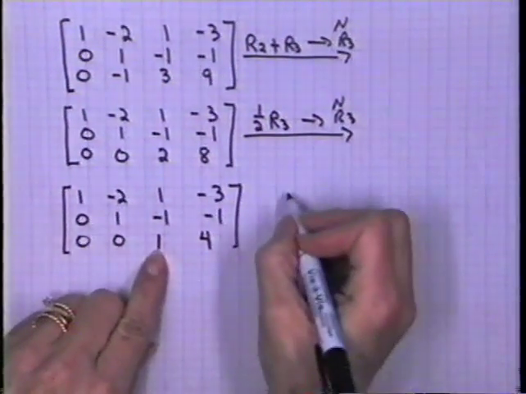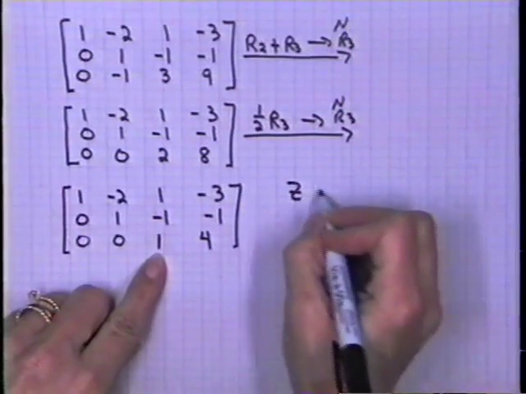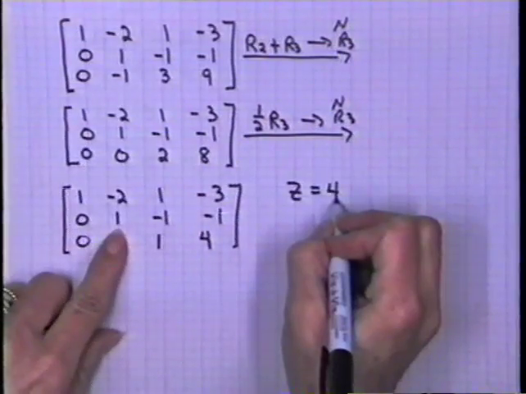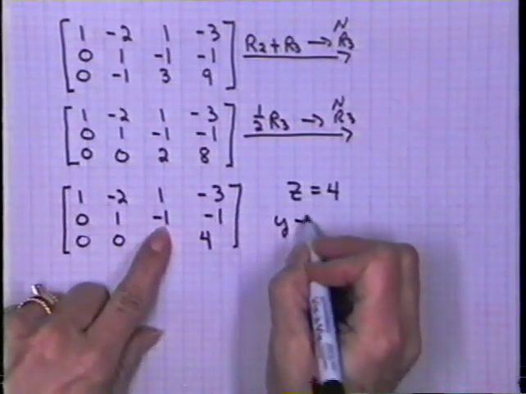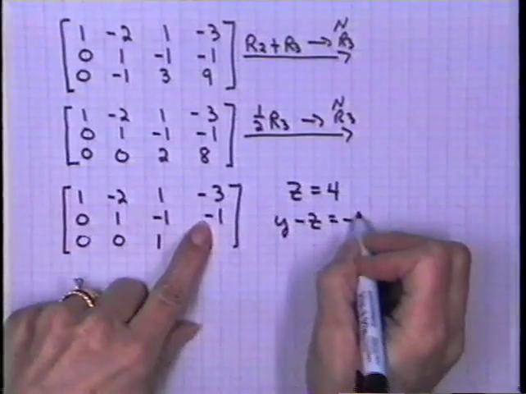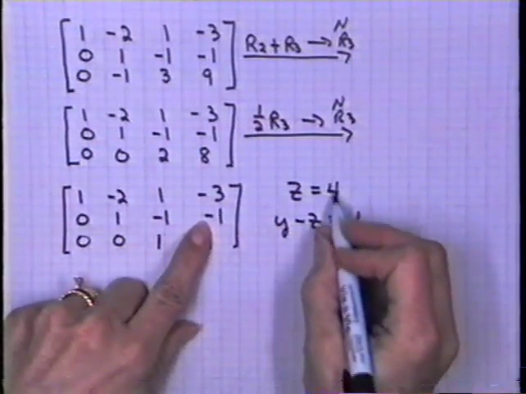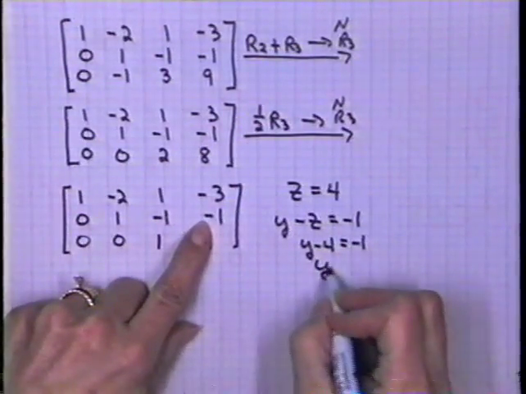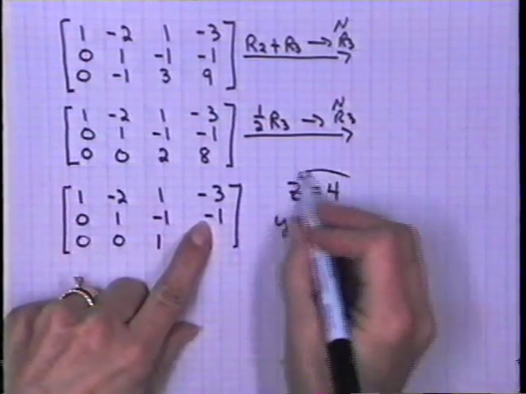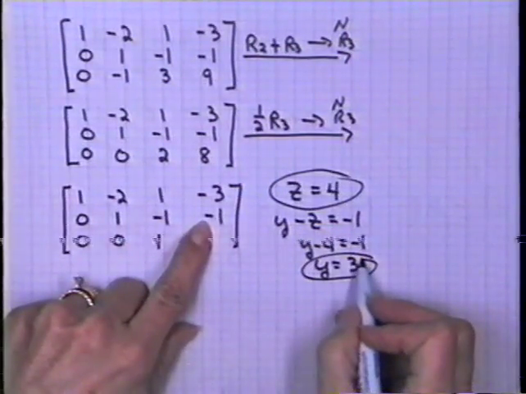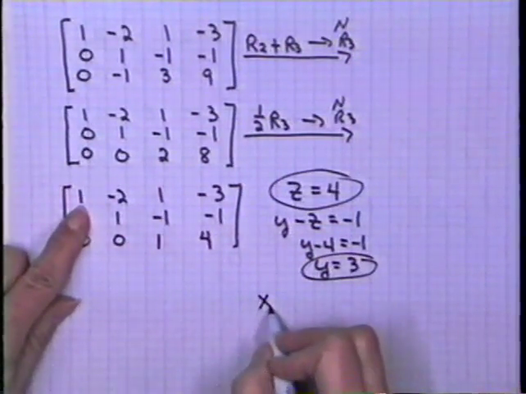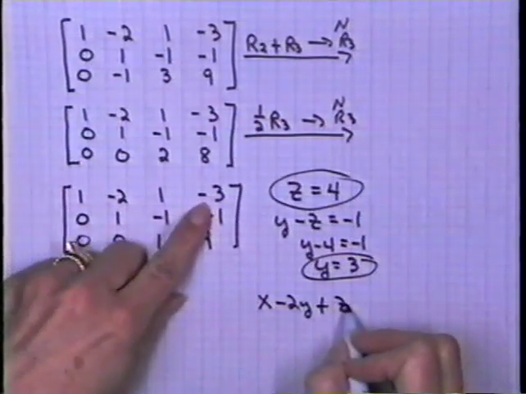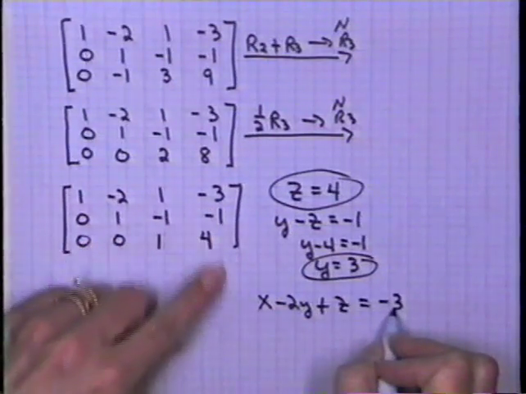So this third row is saying z equals 4. My second row, 0 x's, so I have 1y minus z equals negative 1. Let's go ahead and find y. If z is 4, y minus 4 equals negative 1, so y equals 3. So I've got z and I've got y. Go to the first equation: x minus 2 times y plus z equals negative 3.